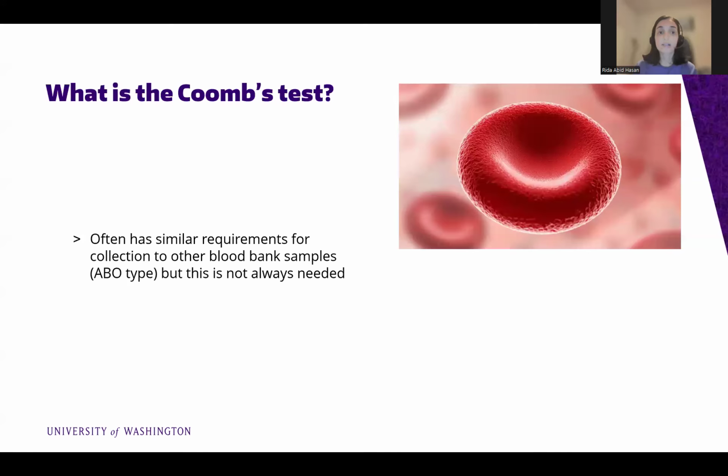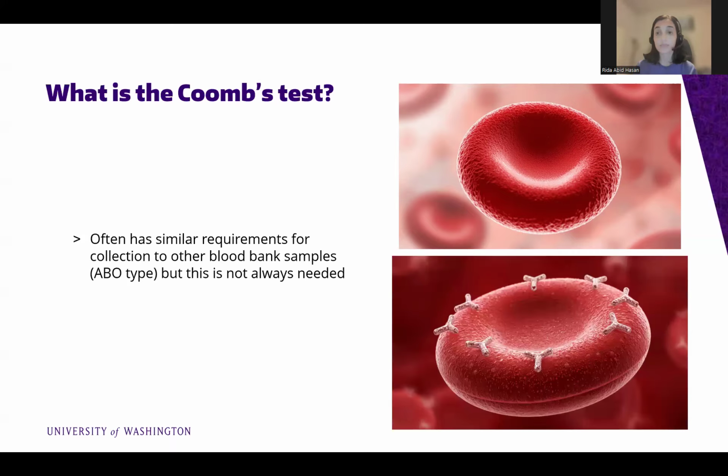So a DAT test is also called a Coombs test colloquially. And what exactly is a Coombs test? It's a test that's done in the blood bank where we determine this is a red blood cell, and yes, it has presence of antibodies that are bound to the red blood cell. It often has very similar requirements to other samples in the blood bank, such as a type and screen. So it might be that at your institution, you need to have two people verification when you draw a Coombs test, just because it is a blood bank test, but it's not actually used to make any specific transfusion decisions. The type and screen is still going to be the gold standard for that.